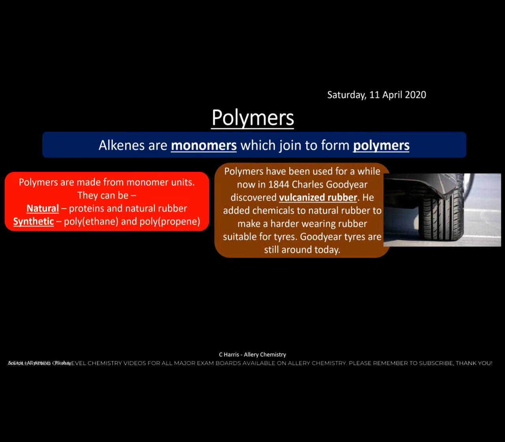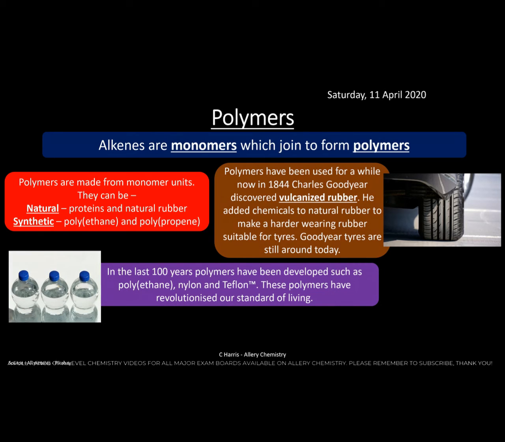So polymers have actually been used for a while, and this is a little bit of background regarding polymers. In 1844, Charles Goodyear discovered vulcanized rubber. Basically, it's a synthetic rubber. And he added chemicals to natural rubber to make it harder wearing. And actually, we see Goodyear tyres, they still exist. Obviously, Charles Goodyear doesn't, he's long gone. But Goodyear tyres still exist, the company that he formed. And he was actually the first person to discover vulcanized rubber, a synthetic rubber from a natural product.